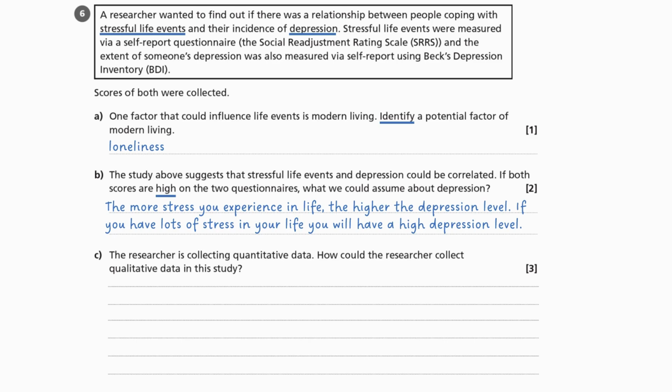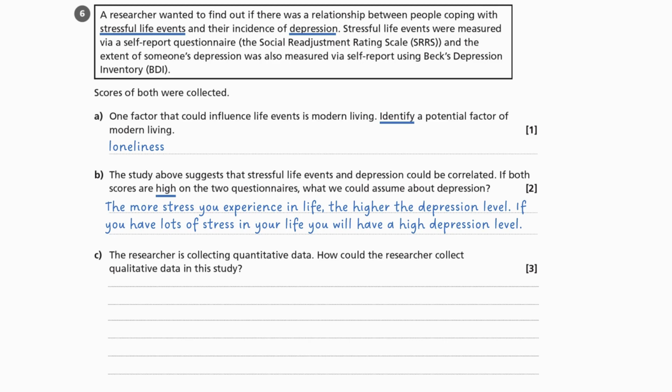If you have lots of stress in your life, you will have a high depression level. So that's what it's assuming about depression, is that depression is linked. Okay, there's a relationship between depression and stressful life events. You can't say in the answer to this question that one causes the other one to happen, because correlations do not actually establish cause and effect. So you can just say that they're linked. Okay, or if you've got one high on one, then you're going to be high on the other one. So if you've got a high level of depression, you're also going to have a high level of stressful life events.